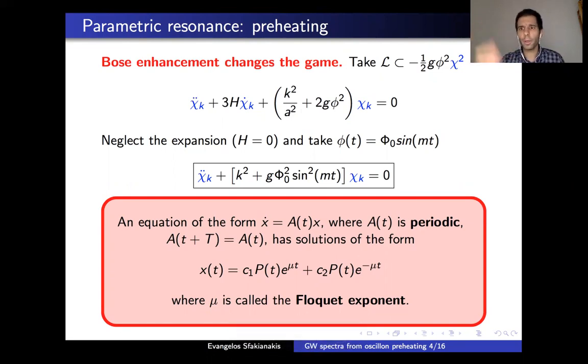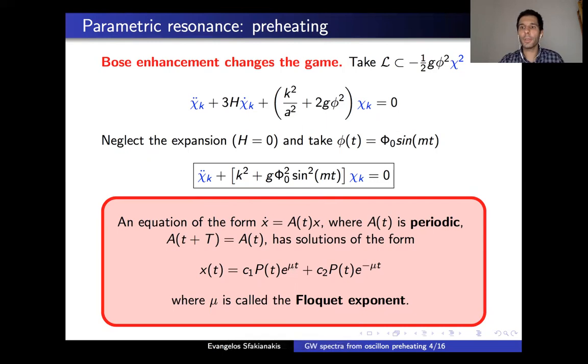Now let's forget about the expansion of the universe during reheating for a moment, and take the inflaton to be just a sinusoidal function. Then we get the Mathieu equation. We know that a differential equation of this form, which has periodic coefficients, can be solved in a very simple way. The solutions are just products of periodic functions with the period of the original time dependence of the parameters, times an exponential of mu t, where mu is the Floquet exponent.